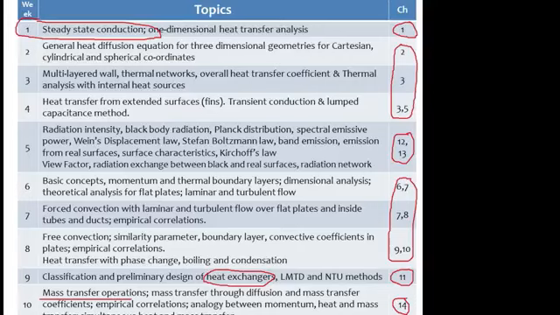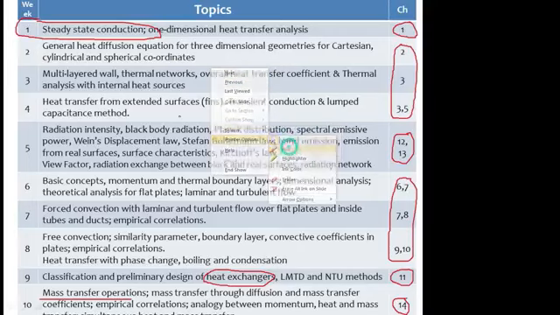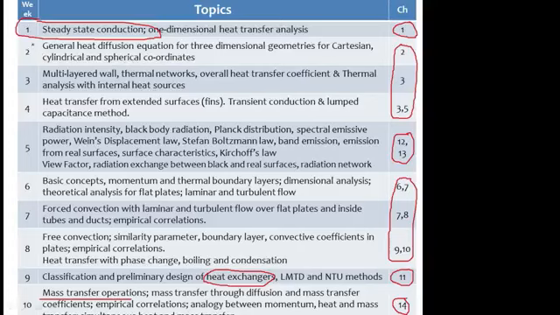For example, you can see over here that we have conduction, and then we have radiation, and then boundary layer analysis, forced convection, free convection, heat exchangers, and mass transfer. So there are various topics, and we need to keep track of those topics. It is a very, very important course. It is very basic, which does not mean basic in nature.